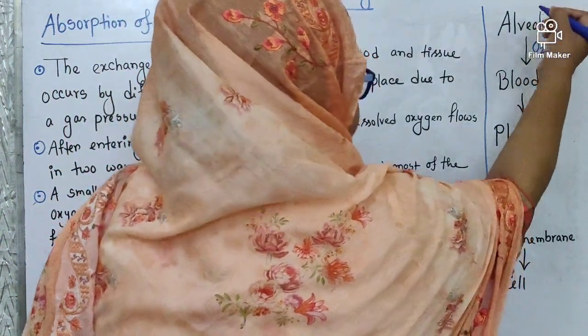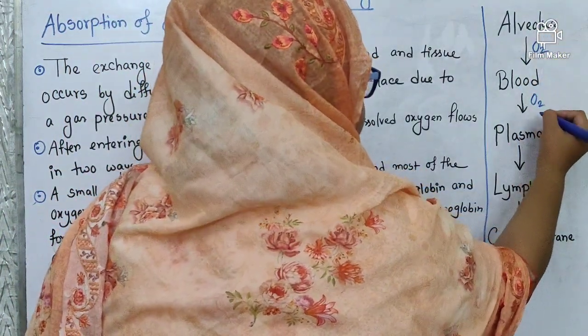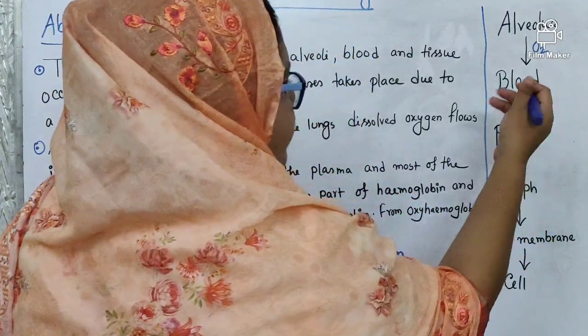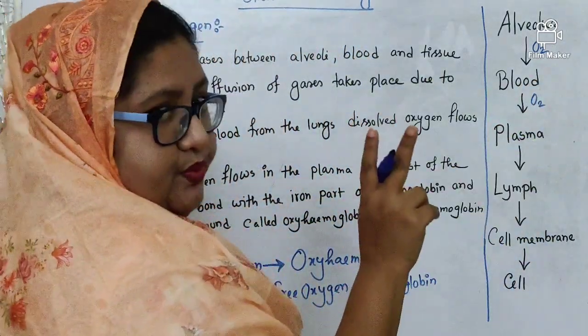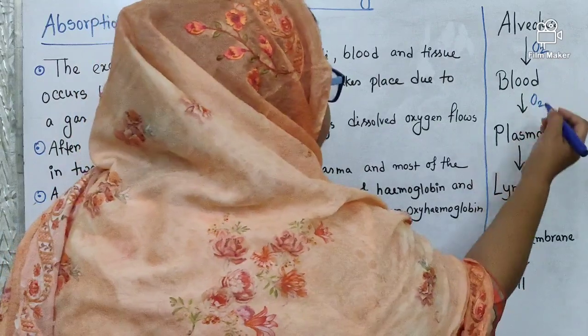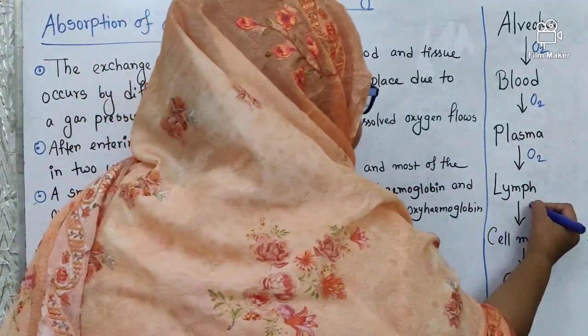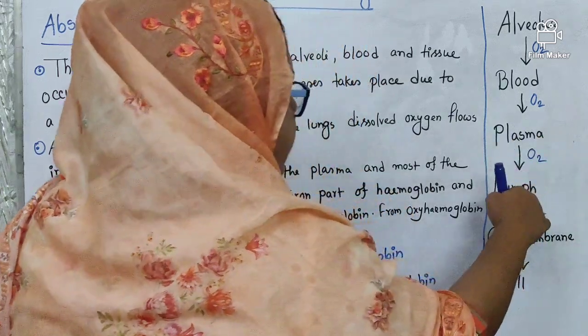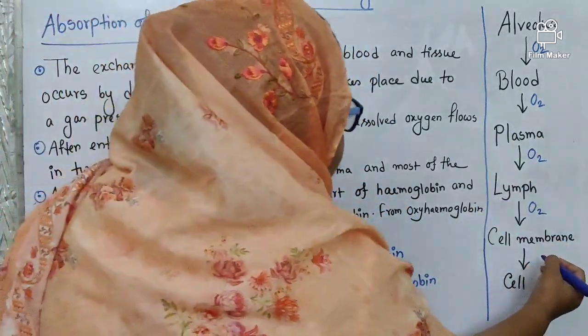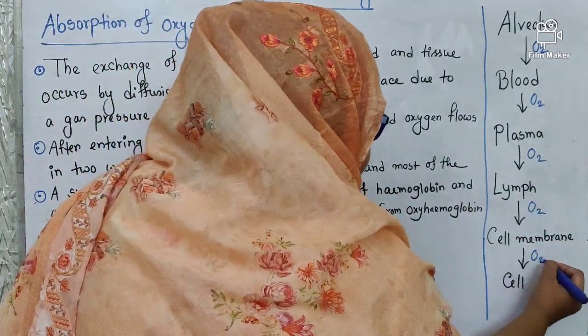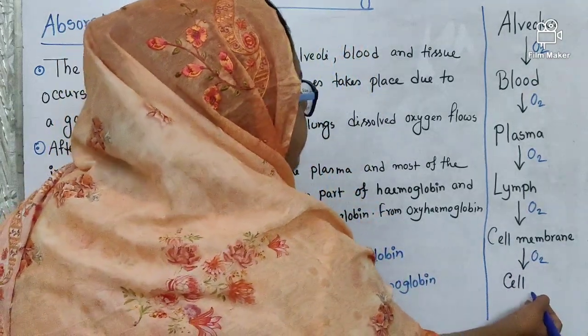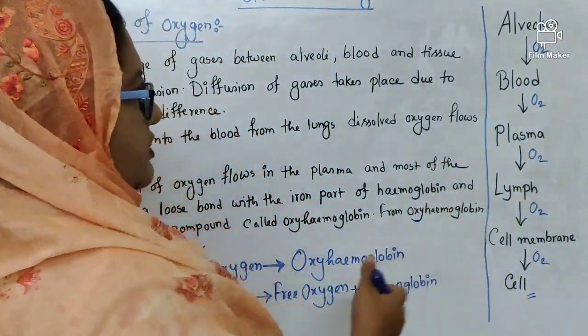So first from the alveolus it enters into the blood. From the blood it is transported in two ways: with the help of plasma, and with the help of red blood cells. From the red blood cells or plasma it diffuses to the lymph. From the lymph, through the cell membrane, it passes to the cell. So this is the flow of oxygen.